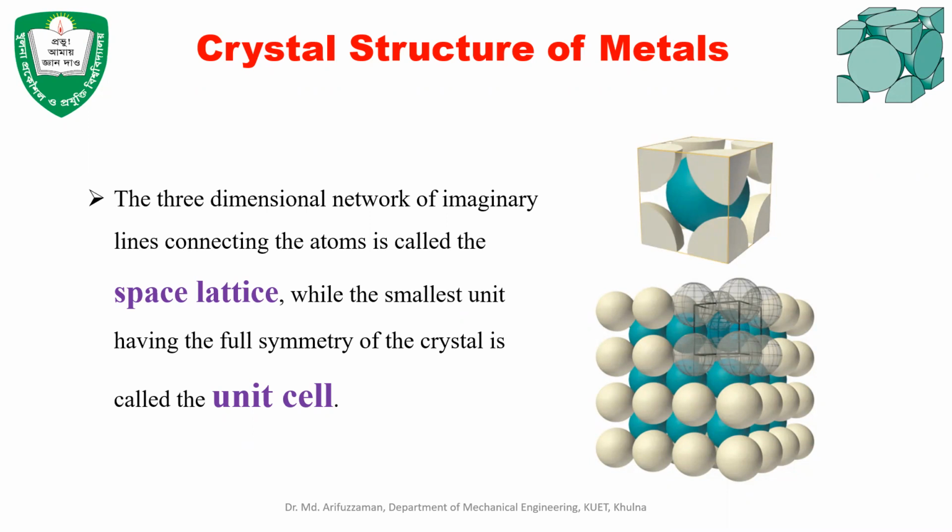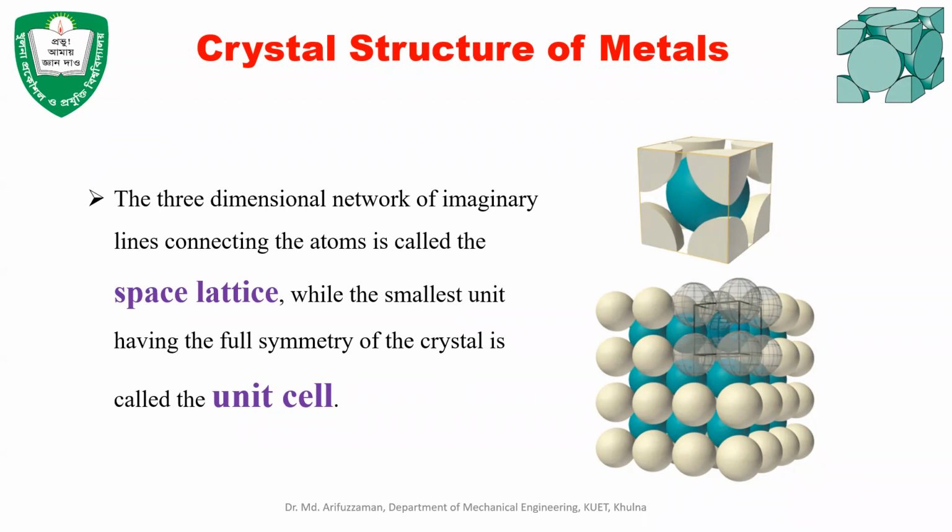If you talk about it more generally, it's how the atoms are organized in a metallic structure. It's called the space lattice. And the space lattice is huge. It's a huge structure containing billions of atoms.